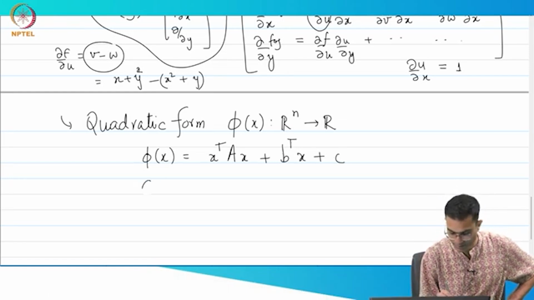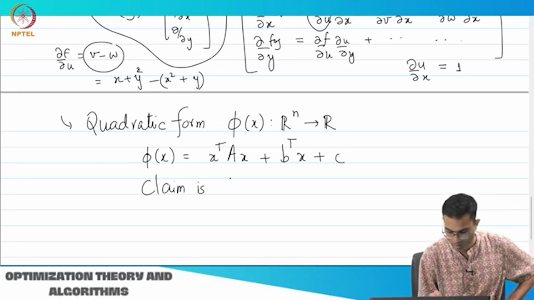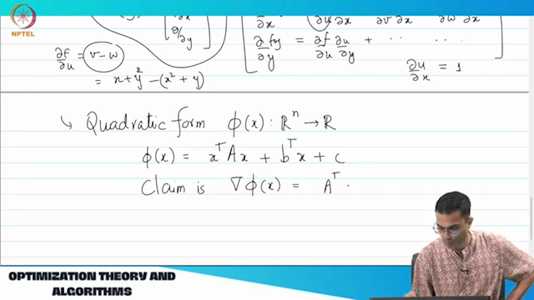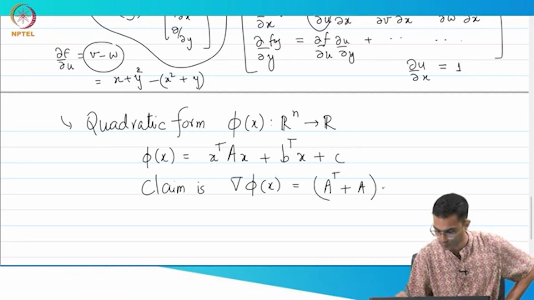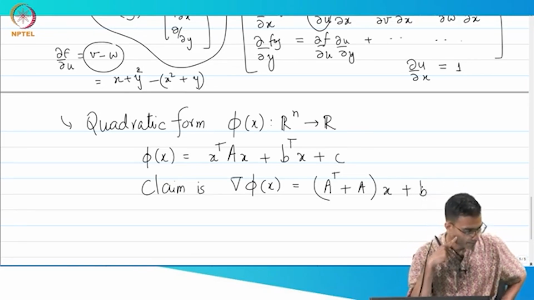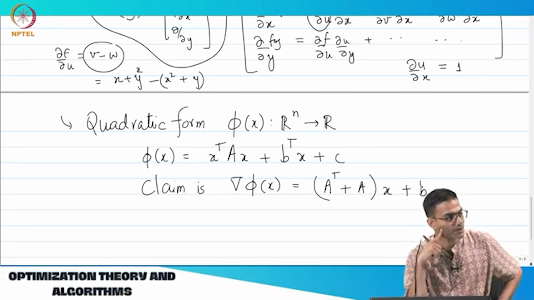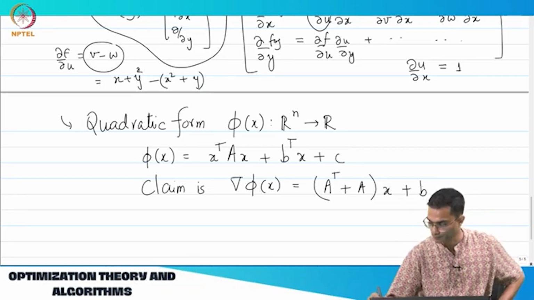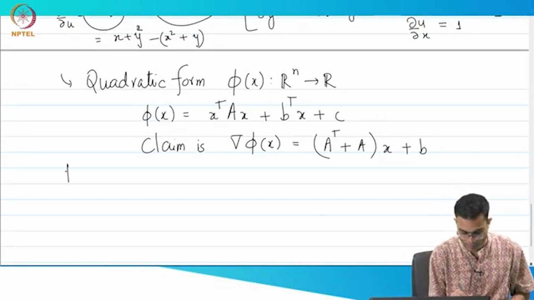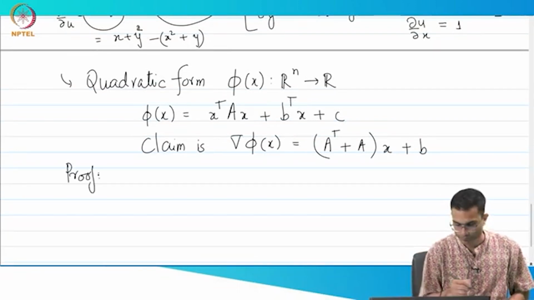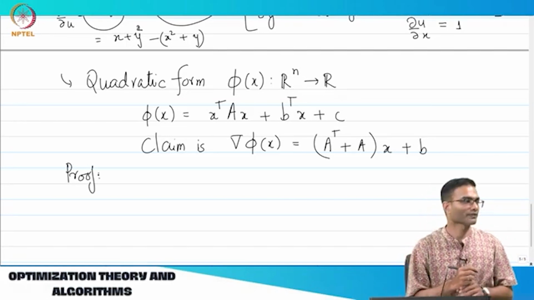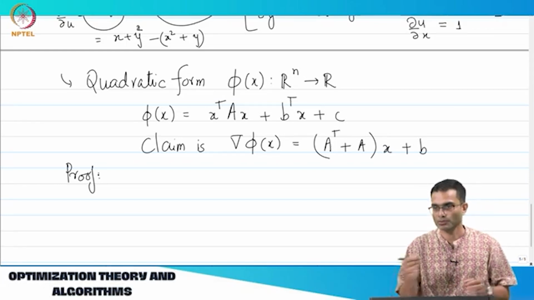So the claim is that, and this is something that we will use throughout the course, the gradient of this expression is given by A transpose A times x plus B. Okay, those of you who have done machine learning would be very familiar with this, but we are not going to assume that. Let's prove it. Okay. So this is one proof which everyone should become very, very comfortable and familiar with, because as I mentioned, we will use it throughout the semester.